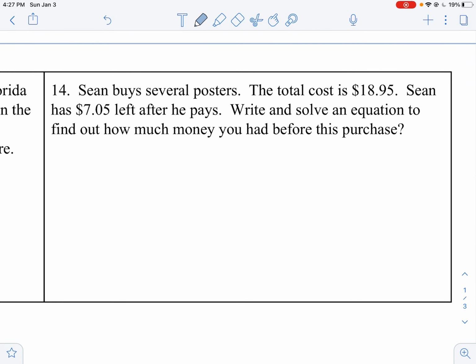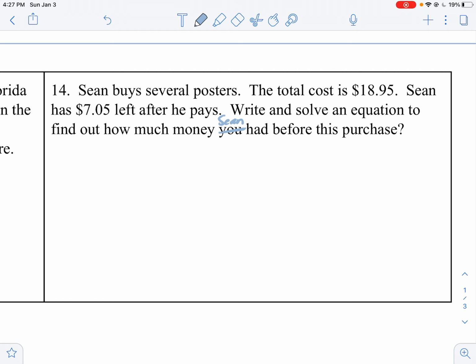Sean buys several posters. The total cost is equal to $18.95. Sean has $7.05 left over after he pays. Write and solve an equation to find out how much money you had before this purchase. Or Sean had. This should say Sean. All right, so let's see.